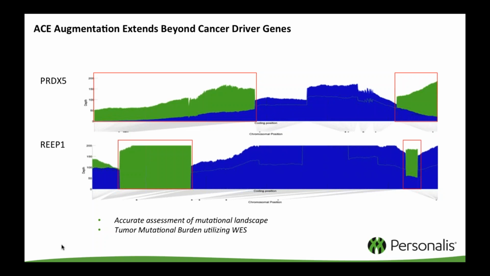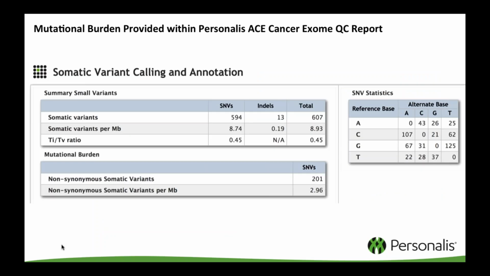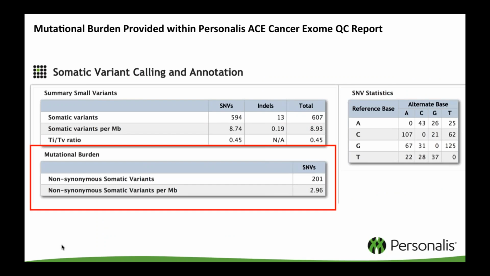With our broad approach, we enable an accurate assessment of mutational burden, as opposed to having to bioinformatically extrapolate tumor burden using a cancer panel. We use a whole exome sequencing approach to provide total tumor burden. And this is a snapshot of the tumor mutational burden reporting delivered within our comprehensive DNA QC report summary. This is reported as total non-synonymous somatic mutations and total non-synonymous somatic mutations per megabase.